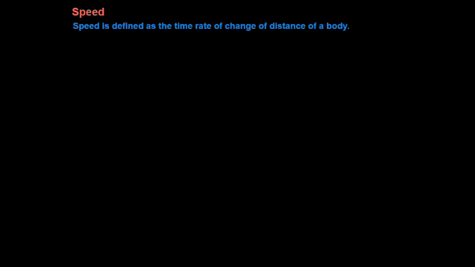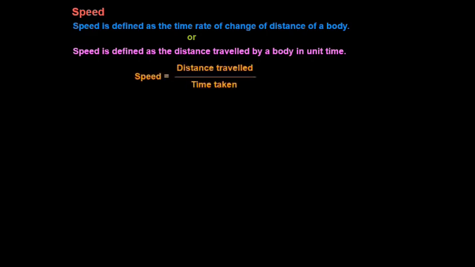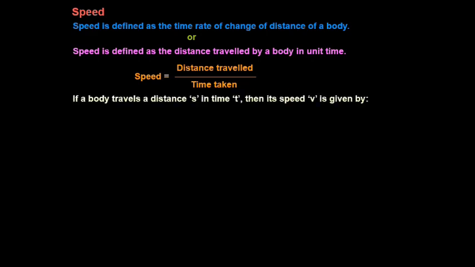Let me talk about speed. Speed is defined as the time rate of change of distance of a body, or you can say speed is defined as the distance traveled by a body per unit time. That unit time may be second, minute, or hour. So speed is equal to distance traveled by time. If a body travels a distance of s in time t, then the speed v is given by v is equal to s by t. Some books use s for speed, but I prefer to use v is equal to s by t, where s is the distance.